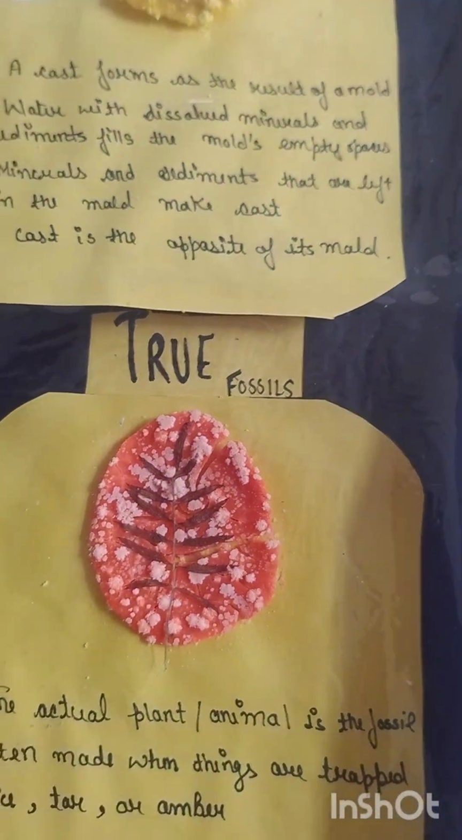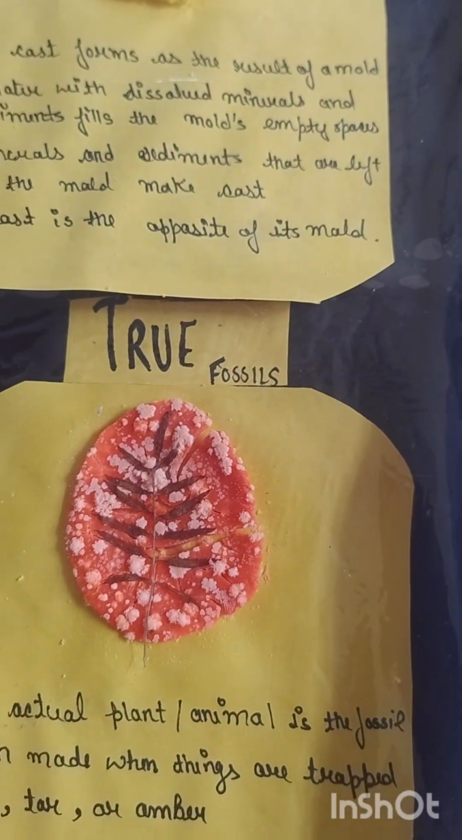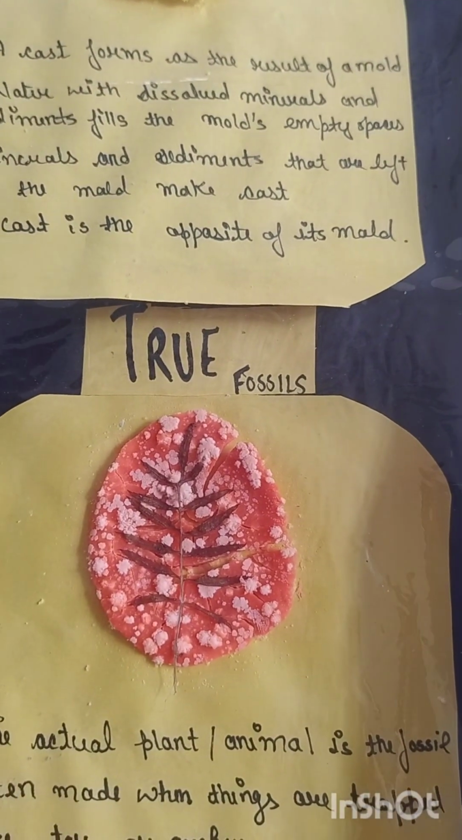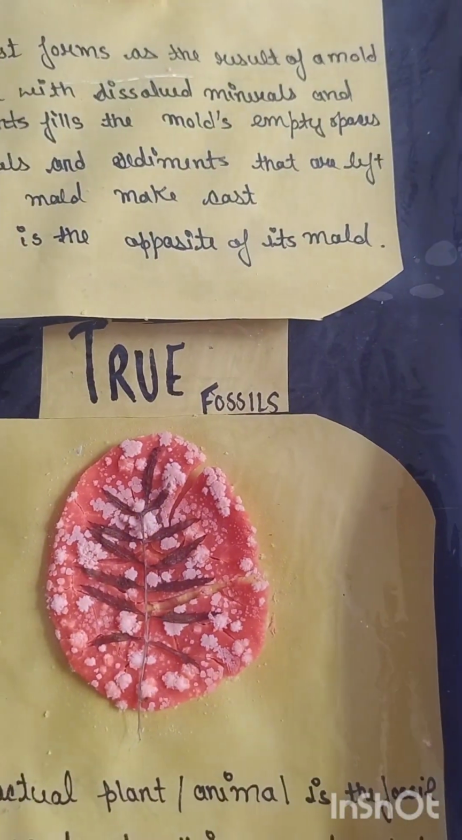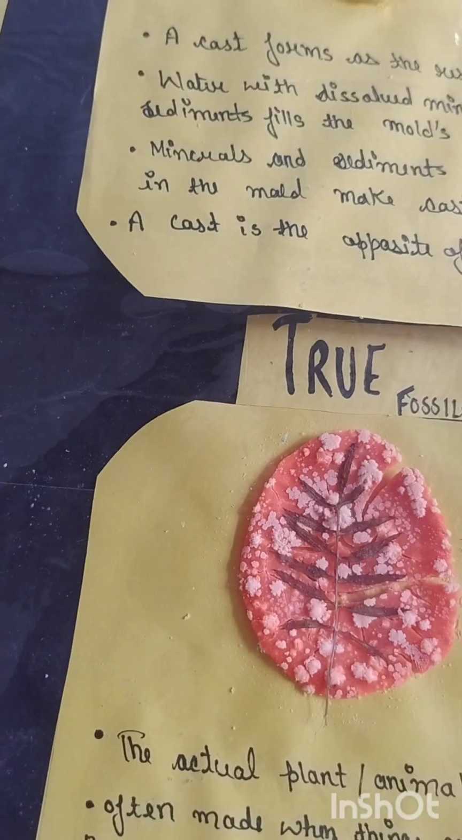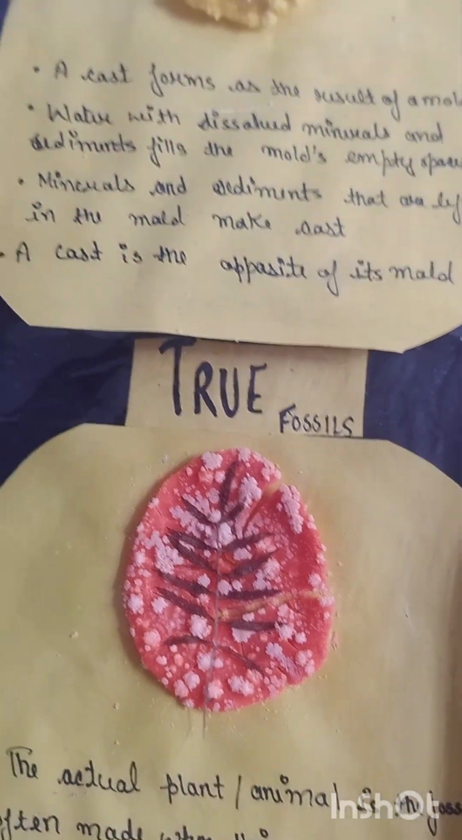The actual plant or animal in the fossil is often found within things that are trapped in ice, tar or amber. That can be the living fossils. That can be true fossils. Not living, but true fossil.